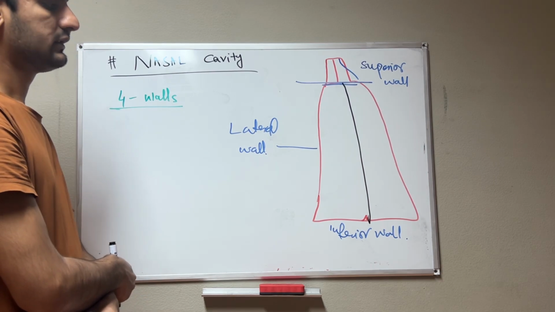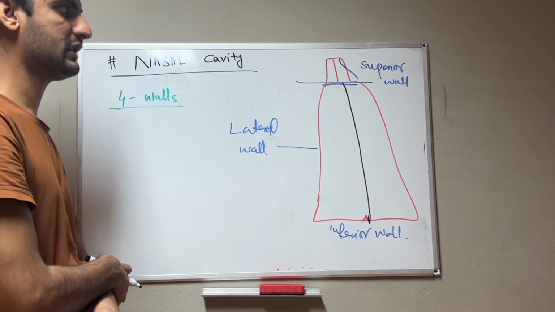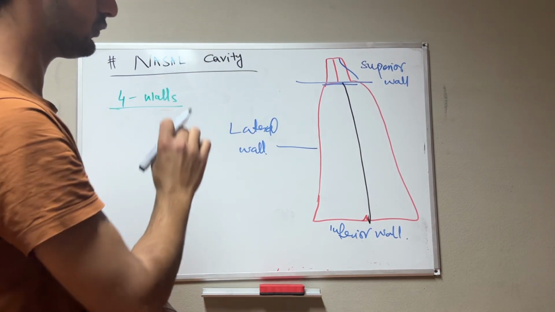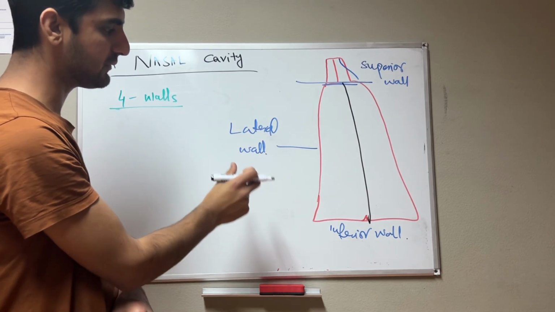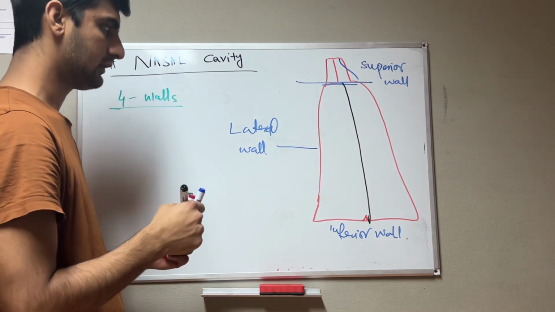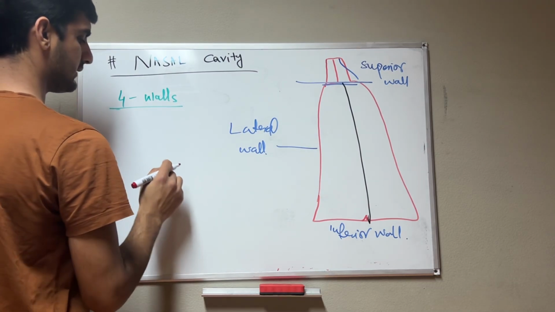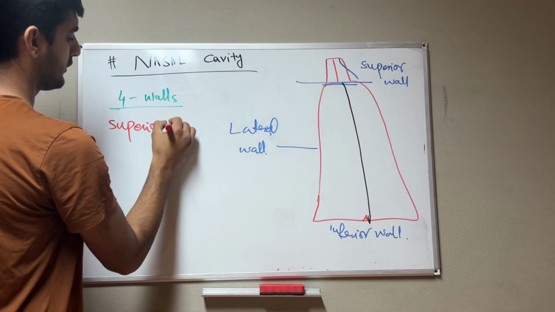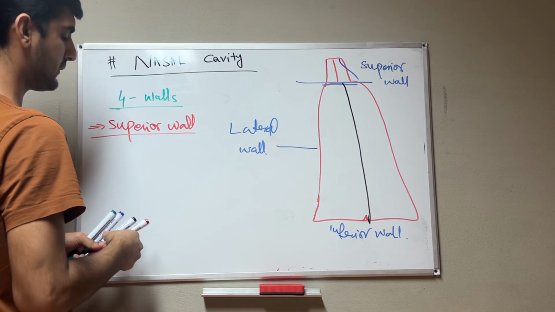Now we are going to discuss the formation of each wall. How many bones or surfaces take part in the superior wall, how many take part in the lateral wall, and the inferior wall as well? First we will discuss the superior wall of the nasal cavity. Which formation do we have there?